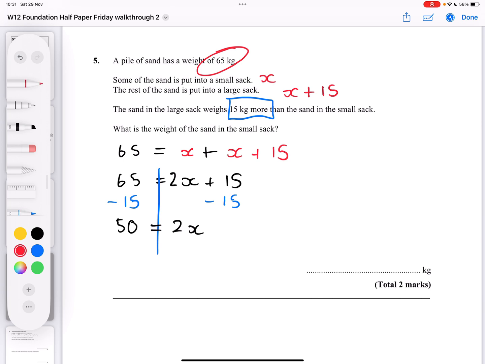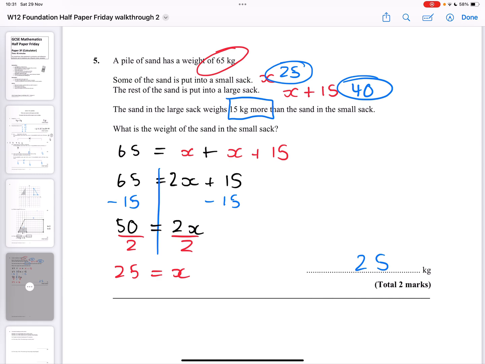And then the opposite of times 2 is divide 2, to get 25 equals x. And that's going to give me values of 25 and 40, which if I check adds to 65. So I know that it's going to be 25 kilograms in the small sack.